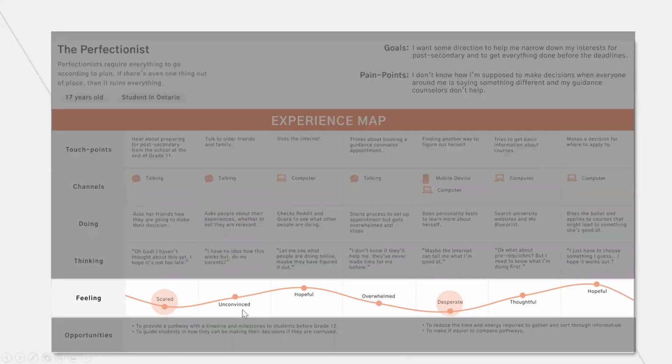So as you can see over here, I created a little bit of a graph showing how my persona was feeling as they were going through the process of trying to identify what to do after high school. Now, the areas that are most important to a designer are normally the ones that are the lowest on this graph. And that's because you're able to identify that this is where the people that you want to use your product feel the most worried or desperate or afraid or scared. And that's when they're more likely to reach out and actually accept digital intervention.